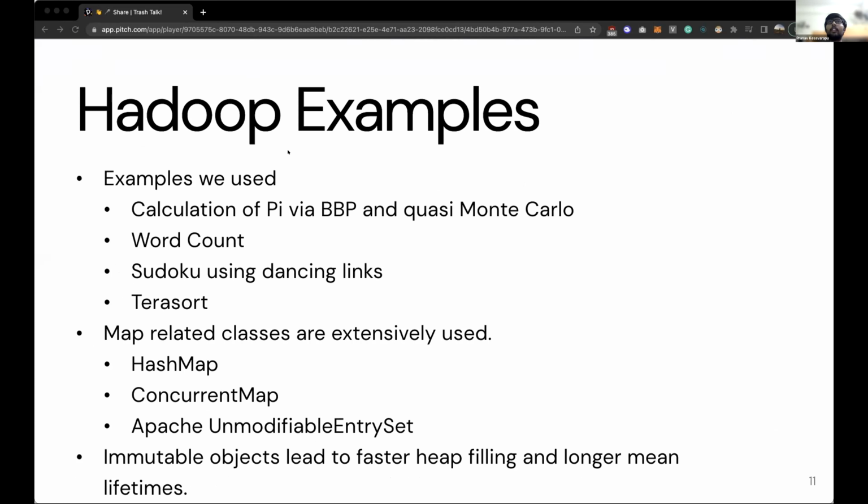Examples we used were calculation of pi via the BBP algorithm and quasi-Monte Carlo. Other examples included word count, Sudoku calculation, and TeraSort. Using quasi-Monte Carlo, the value of pi was estimated to a certain precision specified as input. Calculation of pi was also done via the Bailey-Borwein-Plouffe algorithm with input parameters of 100k digits and 16 mappers. For word count, we provided a 100 MB text file.